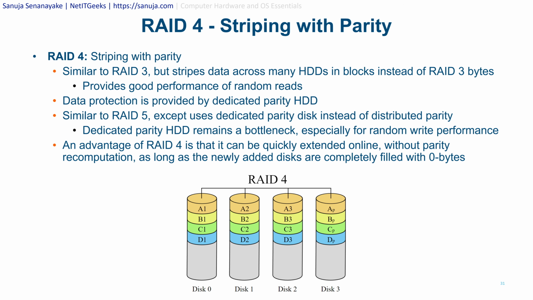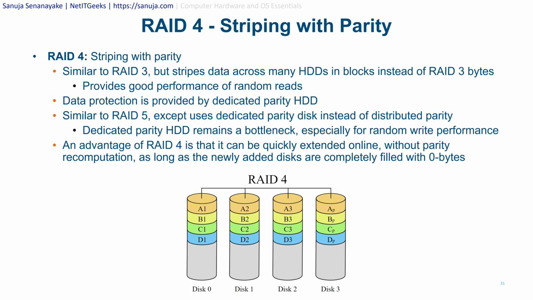Data protection is provided by a dedicated parity hard drive. Again, it has a dedicated drive. In this example, it is disk 3. That would be the parity drive that's going to provide the data protection. It's similar to RAID 5, except it uses a dedicated parity disk instead of distributed parity, and the dedicated parity hard drive remains a bottleneck as a result, especially for random write performance, because the dedicated hard drive needs to be accessed. That's going to create a little bit of a bottleneck as it's trying to write that parity onto that dedicated drive.